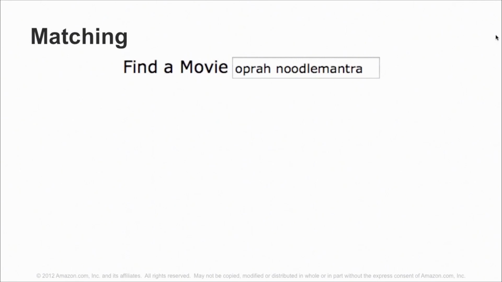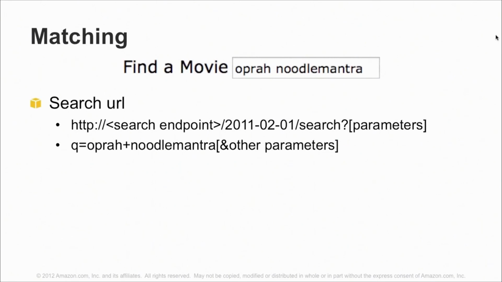So a funny little fact about Johnny Depp that maybe people don't know is that when Johnny Depp travels, he actually uses a number of pseudonyms in hotels so that the paparazzi don't find him. Some of those pseudonyms have become famous, and he's actually known by some of them. One of them is actually Oprah Noodle Mantra. So if we imagine a user is coming to our movie database and they want to find movies by Johnny Depp, but they actually have only heard this name, Oprah Noodle Mantra, who is that? They don't know.